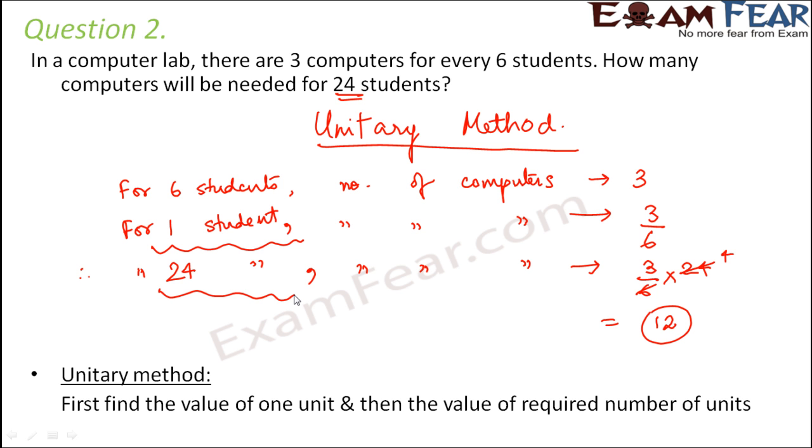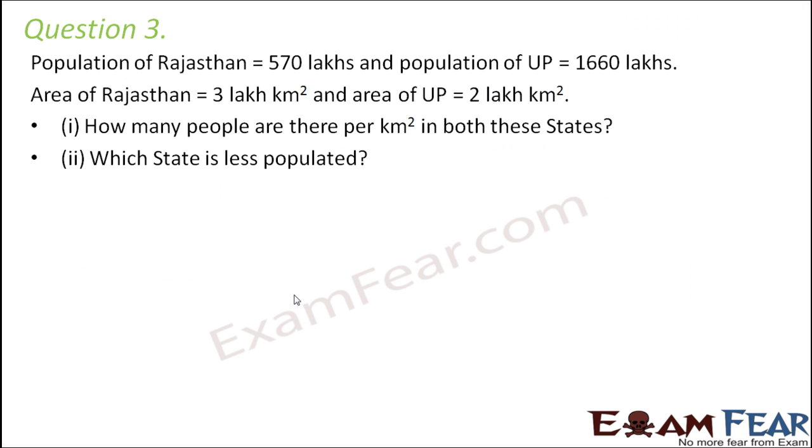So this is a very basic method which is used for various calculations where we are given a certain value for a certain number of units and we have to find out the value for some other number of units. Everywhere what we do is we find the value of one unit and then we multiply it by the required number of units. Question number 3.